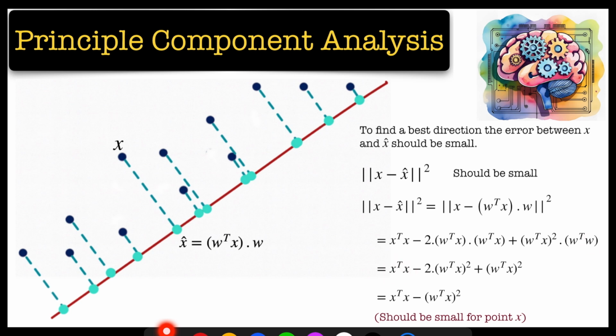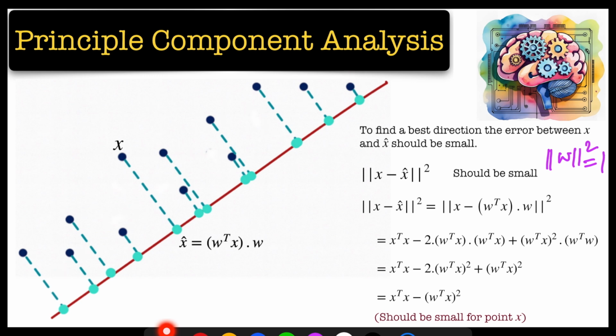We get x transpose x minus 2 times W transpose x whole square plus W transpose x whole square, because W transpose W is the squared norm of W, which is also 1, as we have assumed already. So we get x transpose x minus W transpose x whole square. This should be minimized for any point x.